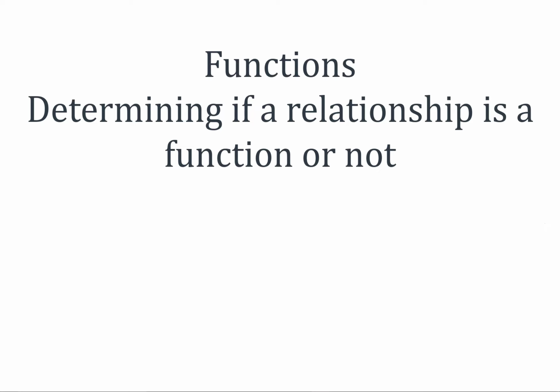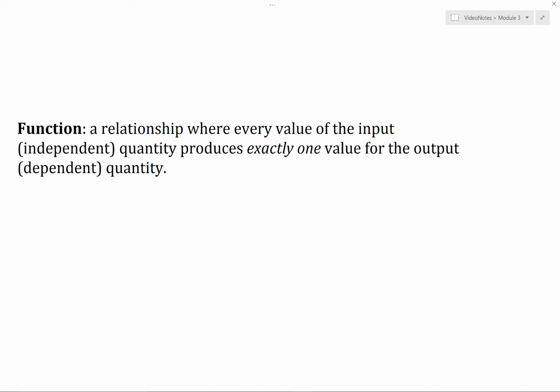In this investigation, we learned how to represent relationships using function notation. We also learned about what features of a relationship are necessary in order to call it a function. So a function is a relationship where some output quantity varies in tandem with some input quantity, where every value of the input quantity produces exactly one possible value for the output quantity.